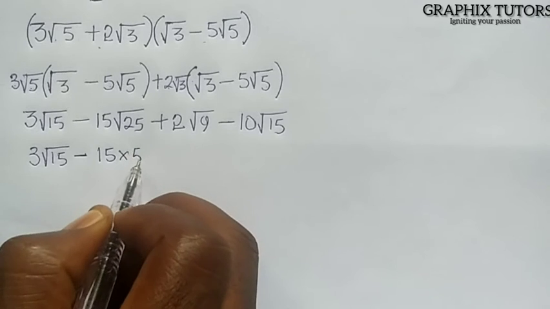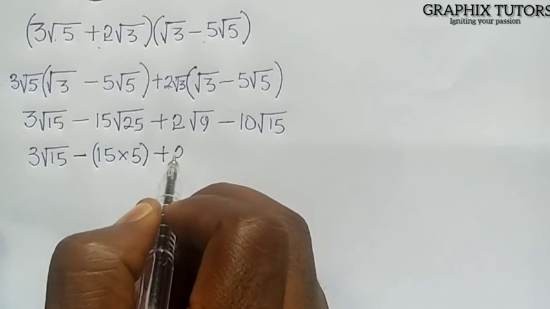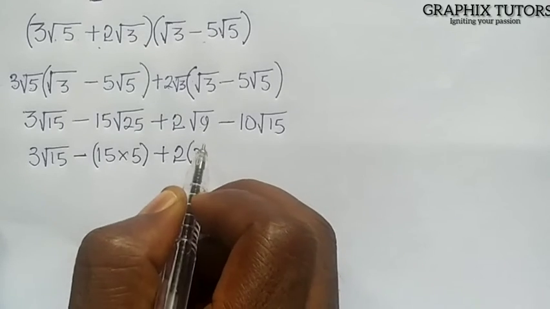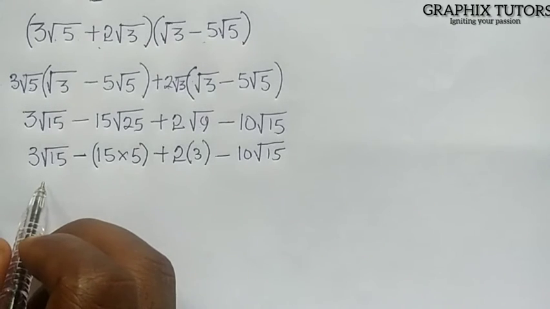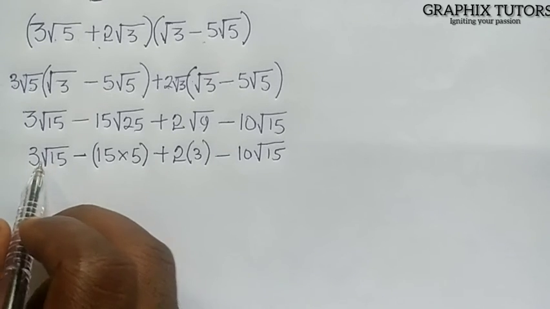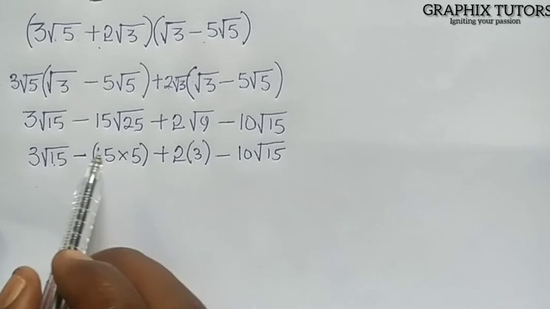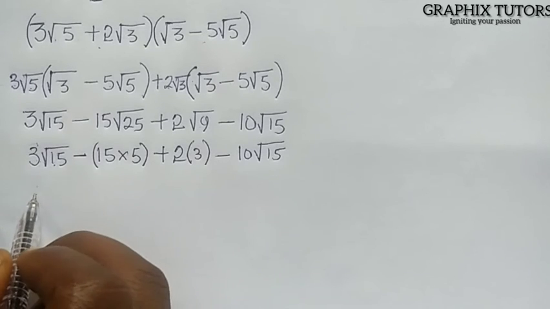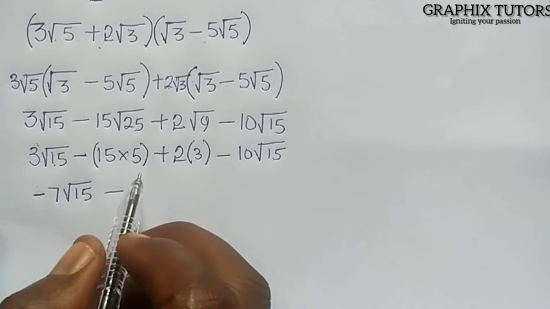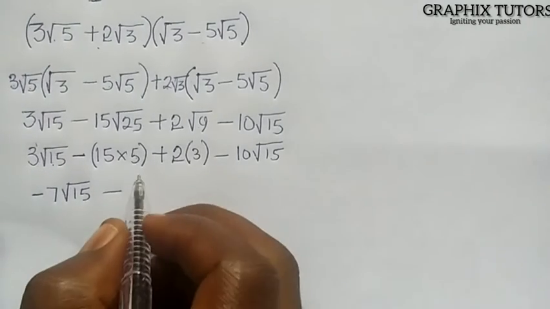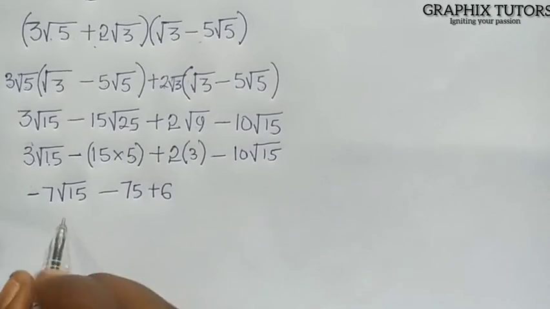Root 25 is what? 5. I'll put it inside the bracket. Plus 2. Root 9 is what? 3. I'll put it in the bracket. Minus 10 root 15. So from here, I'll have 3 root 15 and 10 root 15. They are the same because they have the same value inside. So in terms of addition and subtraction, I only have business with what is outside. So 3 minus 10 is what? Minus 7. Then root 15. Minus 15 times 5 is what? 15 times 5 will give me 75. Plus 2 times 3 is what? 6. Right? This is what we're having.